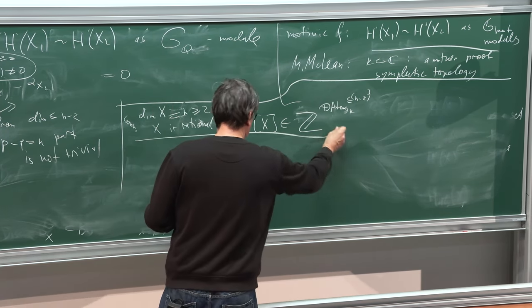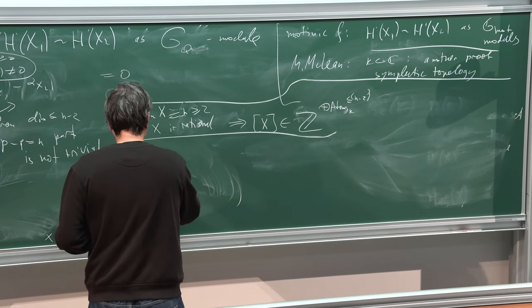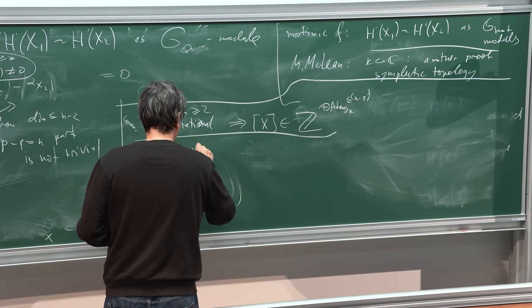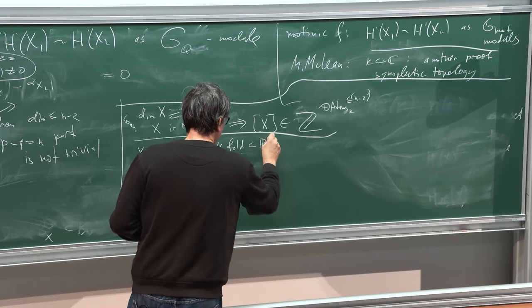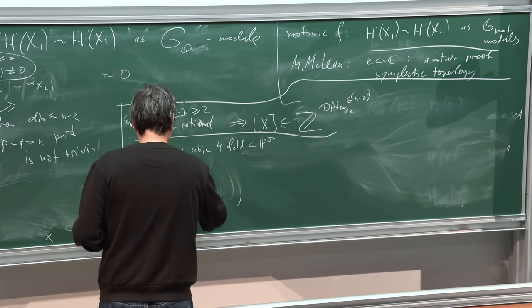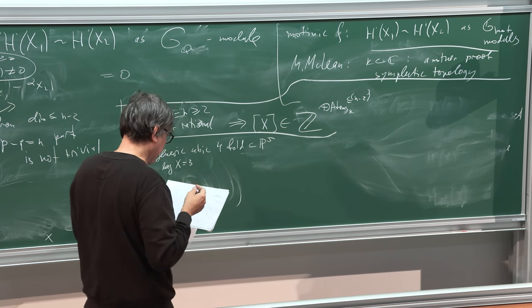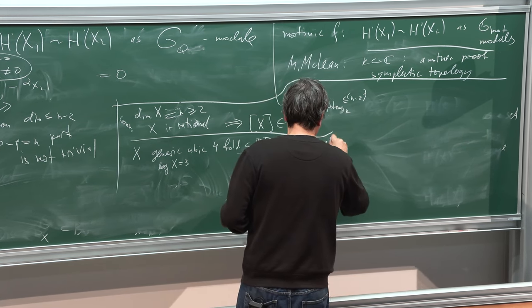I just want to repeat from my first lecture, it was an application to a very concrete case. If X is a generic cubic fourfold in P5, so degree is 3 and dimension is 4, then it's not rational. And how does one prove it?